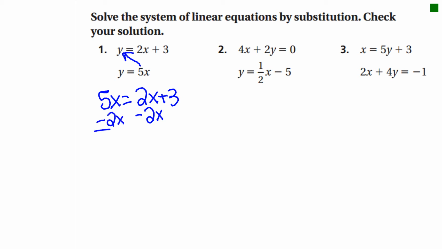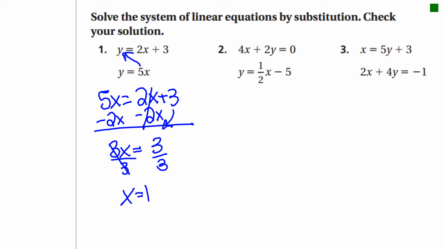Going to take away 2x. 5x minus 2x is 3x. So I have 3x equals 3. Undo this multiplication, divide by 3, divide by 3. 3 divided by 3 leaves me with 1x. 3 divided by 3 leaves me with 1. So that's step 2.